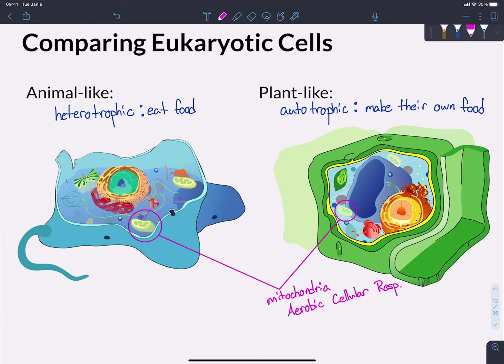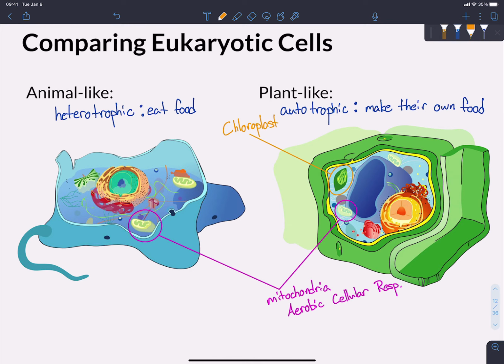Even though plant-like cells make their own food, they still need to have mitochondria in order to take that food and get energy from it. The other major difference that we can see here in terms of organelles is the chloroplast. And so what I've done here in orange is circle the chloroplast that we can see in this plant-like cell. The chloroplast is the organelle where photosynthesis occurs. Photosynthesis is the process that plant-like eukaryotes will use to make their own food.